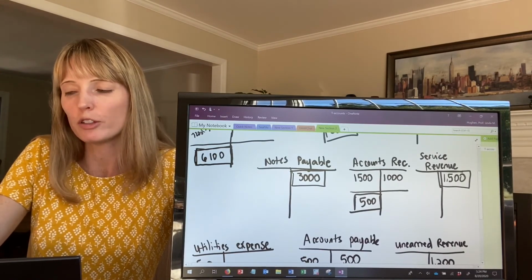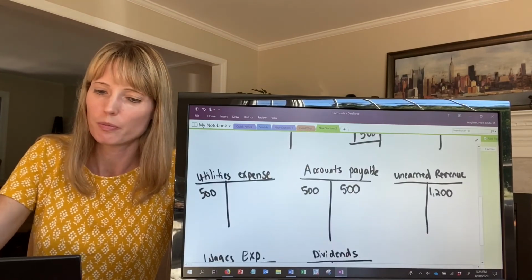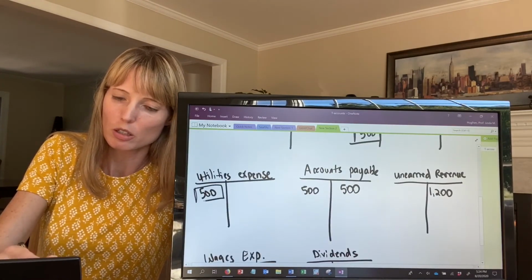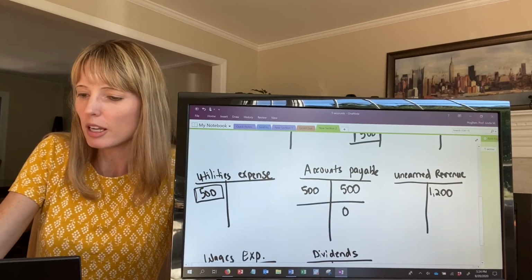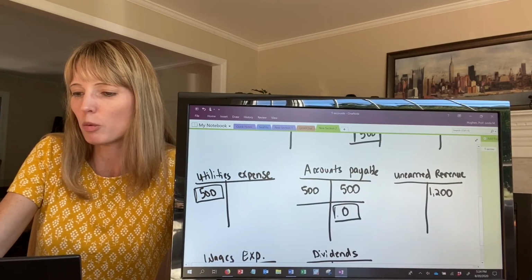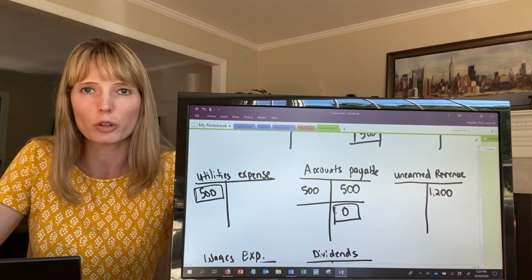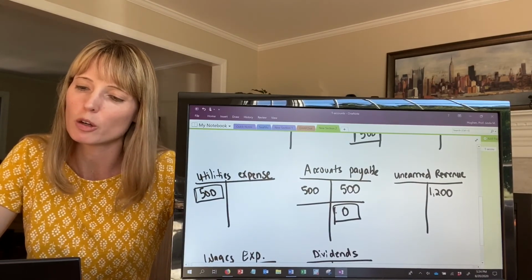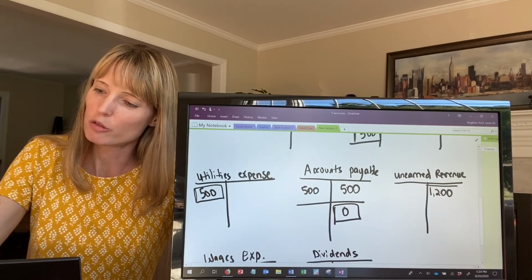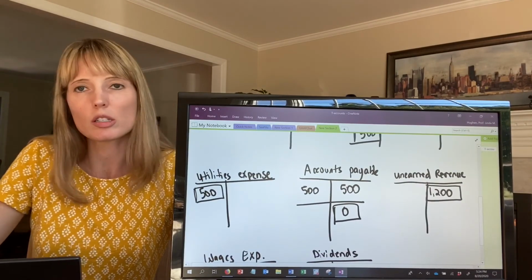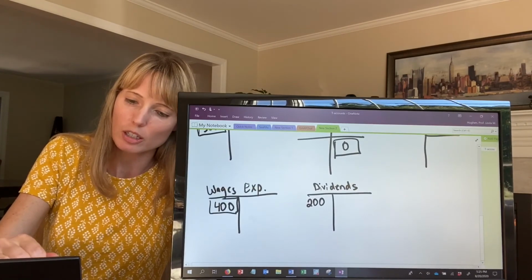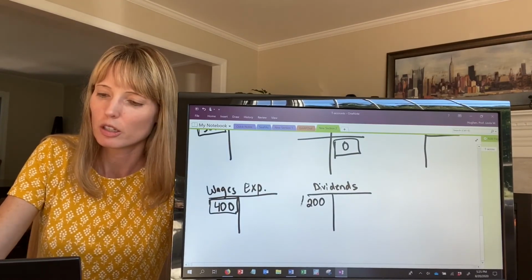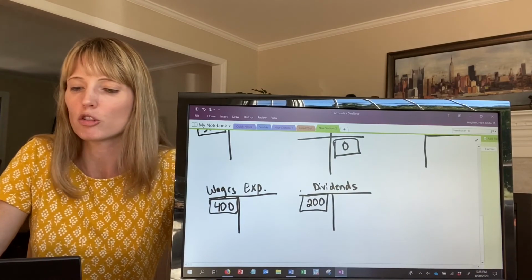Revenue, we only had one revenue transaction for the 1,500. One utilities expense for 500. Accounts payable has a 0 ending balance. We owed 500, but then we made the payment before this accounting period ended, so we owe nothing. Unearned revenue, we owe services to customers worth 1,200. Wages expense for this period is 400, and dividends for the period is 200.